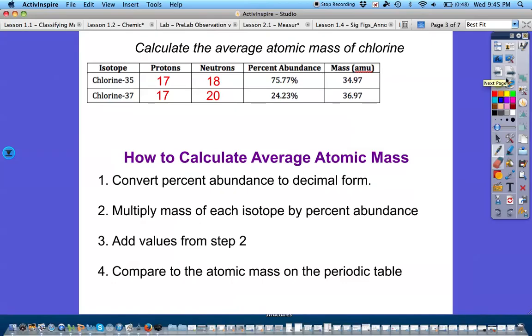So in order to calculate the average atomic mass of chlorine, you need to know the percent abundance and the mass of each isotope. The first thing that we need to do is convert the abundance to decimal form. You do this by moving the decimal 2 places to the left, or dividing by 100.